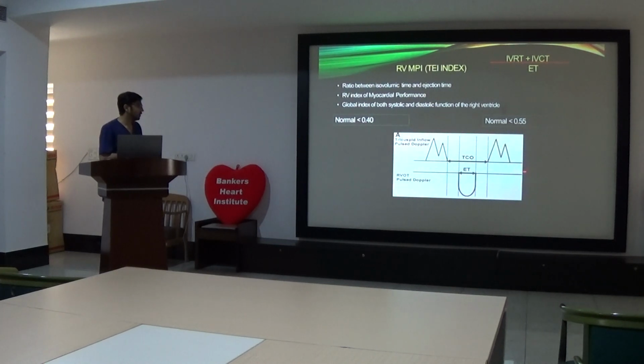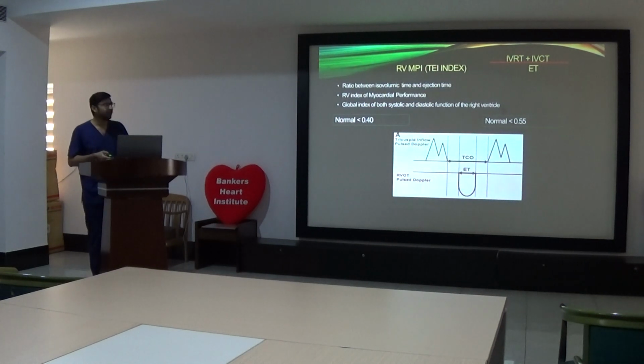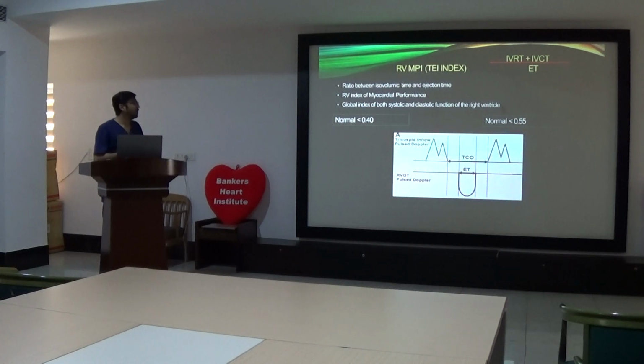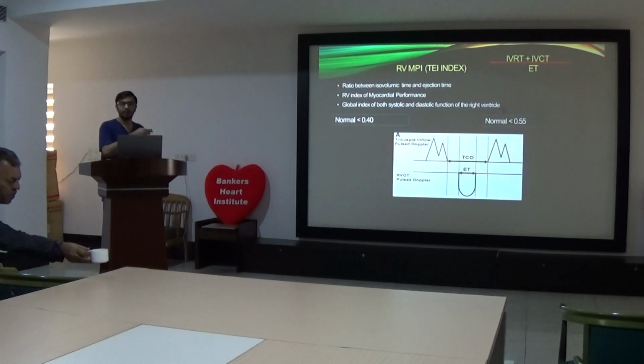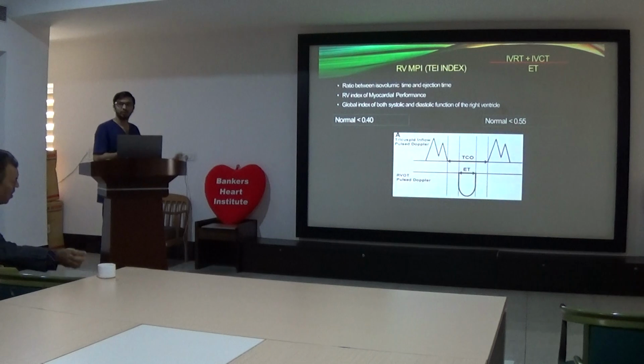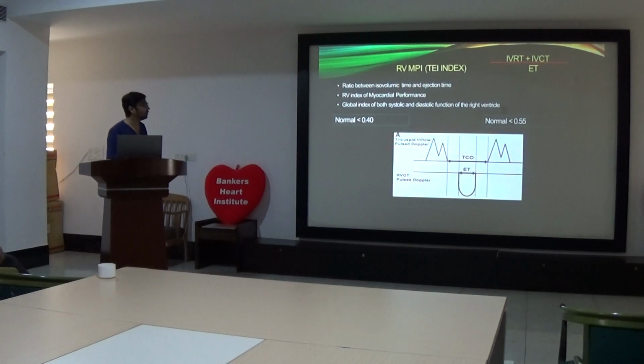In this Doppler imaging, these are the tricuspid flow, these are the ejection time, and these are the isovolumetric contraction time, isovolumetric relaxation time, and this is the ejection time. Basically, isovolumetric contraction time plus relaxation time divided by ejection time gives the right ventricle global myocardial performance index. So it assesses the global function of the right ventricle.